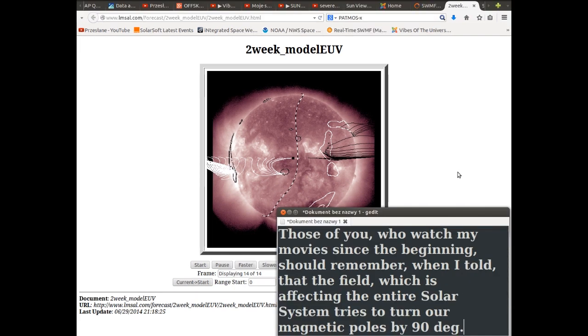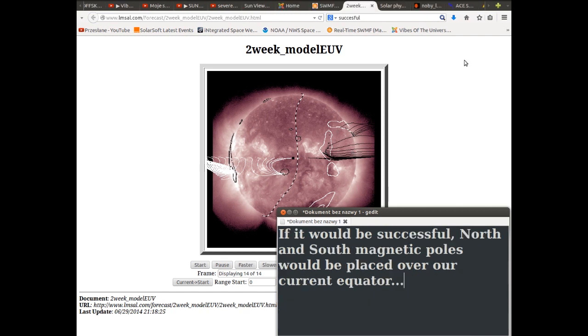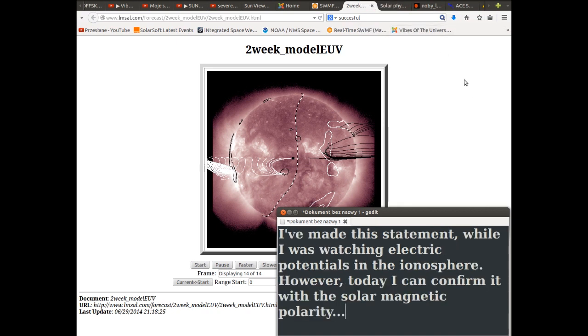Those of you who have watched my movies since the beginning should remember when I said that the field which is affecting the entire solar system tries to turn our magnetic poles by 90 degrees. If it were successful, the north and south magnetic poles would be placed over our current equator. I made this statement while I was watching electric potentials in the ionosphere. However, today I can confirm it with the solar magnetic polarity.